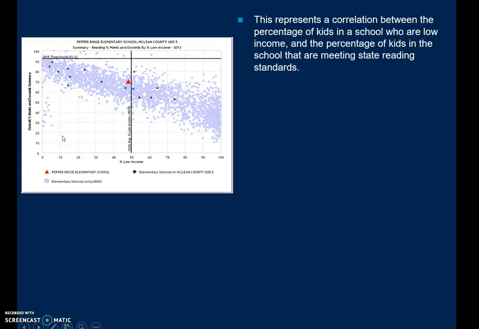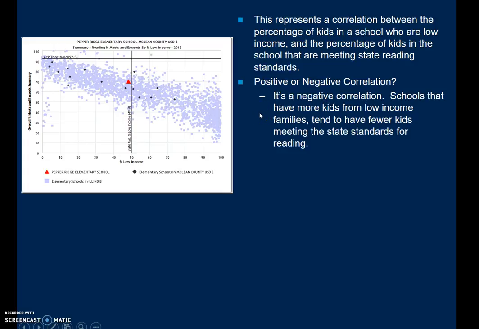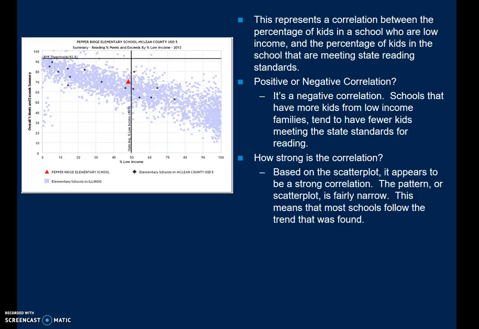On the flip side of that, you could also say schools that have a lower percentage of low-income kids, like all these schools up in this area, those schools tend to have kids that score higher in reading and do better on the reading achievement test. You could also say that it's a negative correlation, meaning schools that have more kids with low income tend to have fewer kids meeting state standards. You could also say this is a pretty strong correlation. You'll notice the pattern is pretty tight.